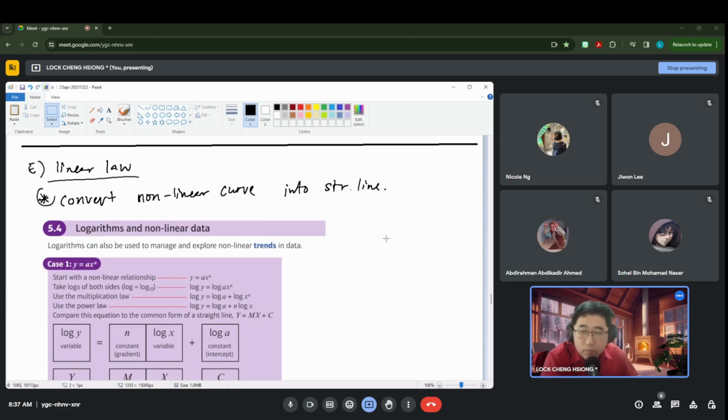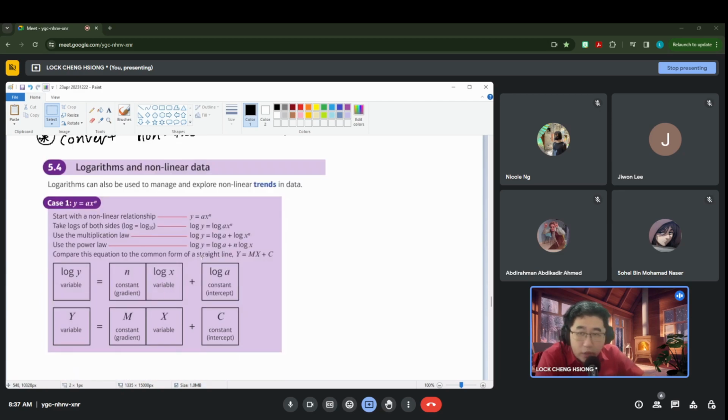Okay, so logarithm and non-linear data. Over here, they give us these questions. The case of y equals ax power n. Of course, this is not a straight line graph.